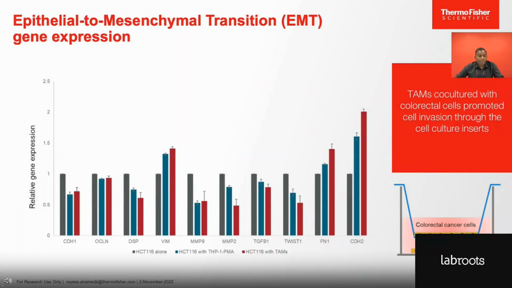So as I mentioned, the epithelial to mesenchymal transition is an important marker in understanding the migratory and invasive properties of cancer cells. Hence, we assessed the gene expression changes once we cultured these tumor-associated macrophages together with colorectal cancer cells, which demonstrated key changes in some genes when the colon cancer cells are cultured together with macrophages.